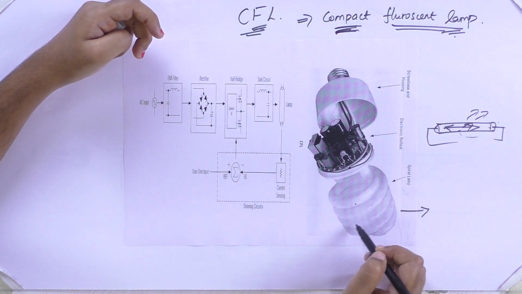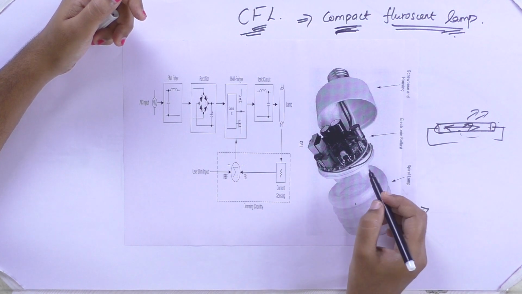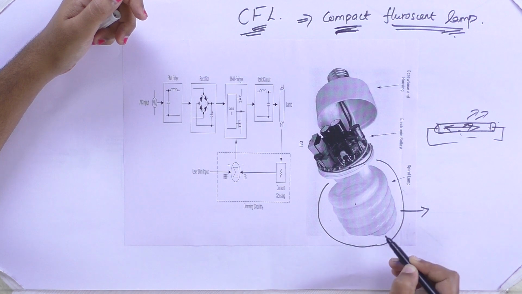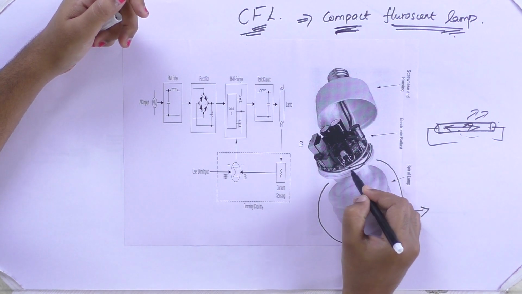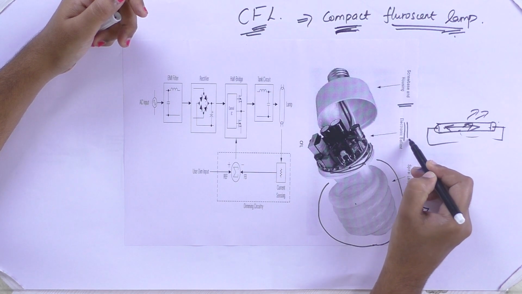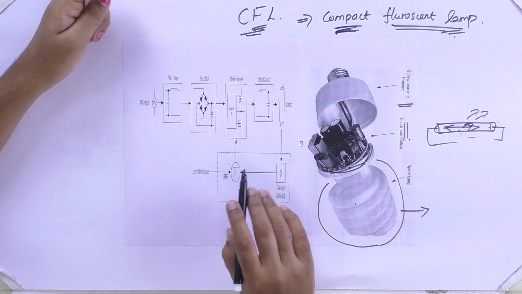So the tube is like a spiral or a single tube. A small compact tube will be there. This is a compact spiral tube lamp structure. At the base of the lamp is a housing for the electronic ballast, which controls the starting and dimming of the light. So an electronic ballast circuit will be present. This is the construction of the compact fluorescent lamp.